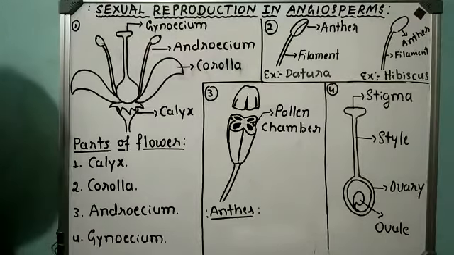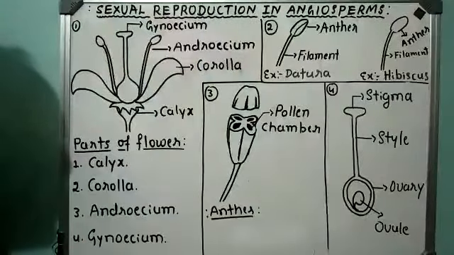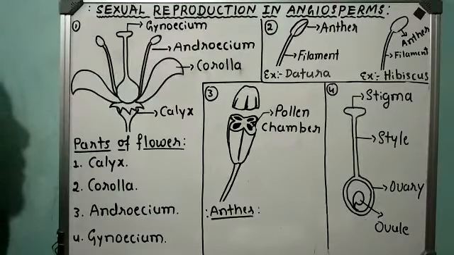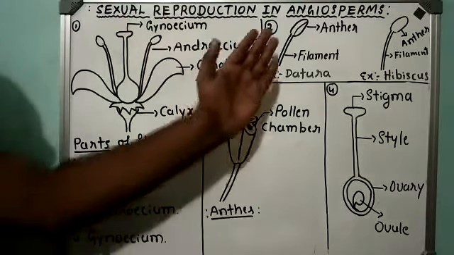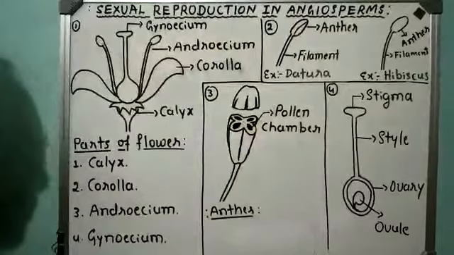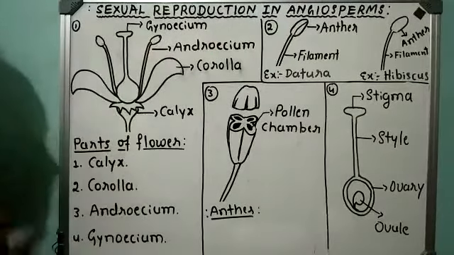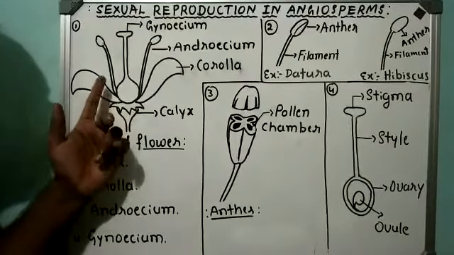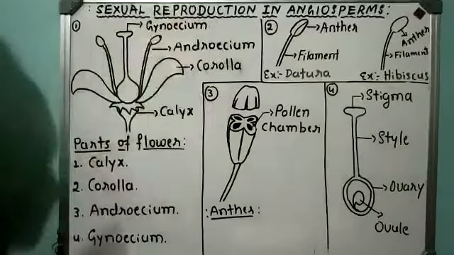My dear students, here today I am going to explain sexual reproduction in angiosperms. Already you know the meaning of angiosperms. Angiosperms are nothing but flowering plants. In angiosperms, flowers play a very important role. This is because in flowers only, male gametes and female gametes are produced, which help in sexual reproduction.